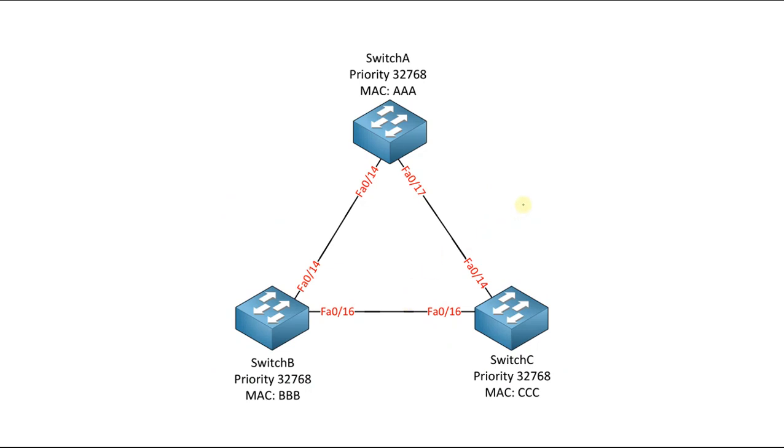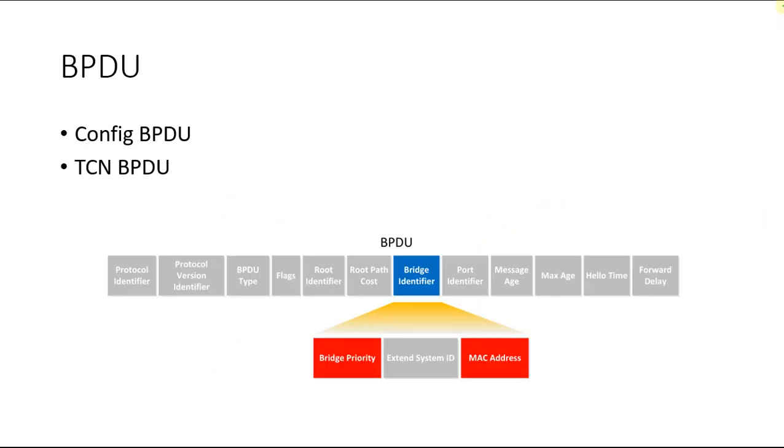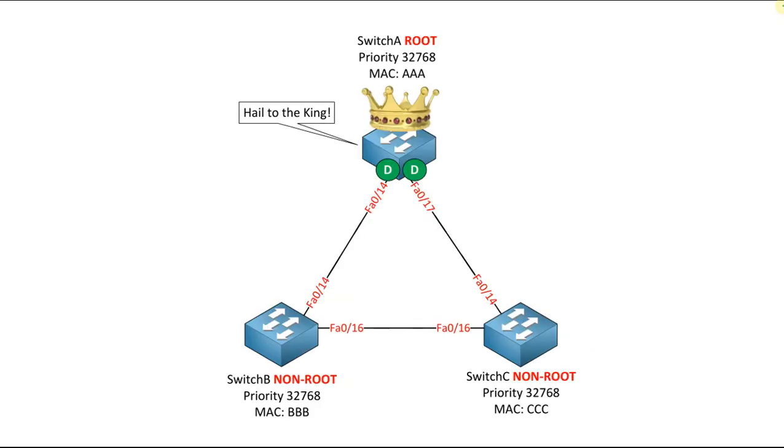In the next slide there is another topology. There are switch A, switch B and switch C. Let's guess who will become the root bridge. Okay, switch A will become the root bridge because it has the lower MAC address. Switch A has the lower MAC address compared to the other switches, switch B and switch C, because all of the switch priorities are the same, 32768. So the tiebreaker of the root bridge is the MAC address.